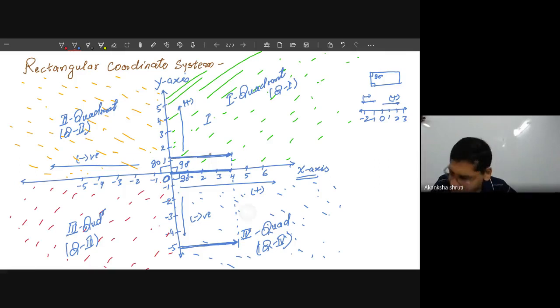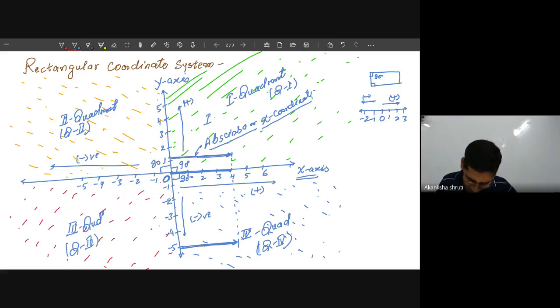So how much distance it has moved along the x-axis from the y-axis, that is called the abscissa. This abscissa is nothing but the x coordinate. So the term abscissa or x coordinate simply means the distance along the x-axis measured from the y-axis.